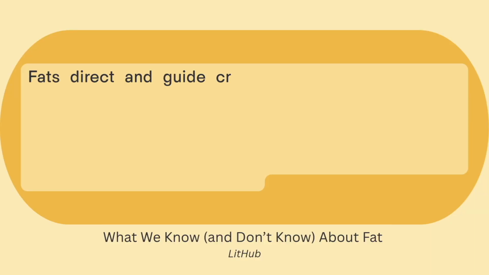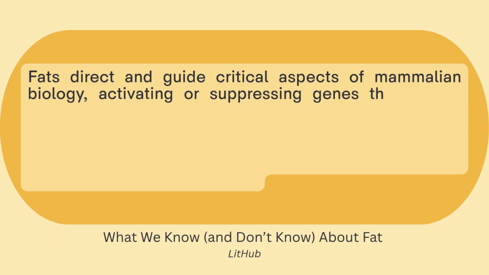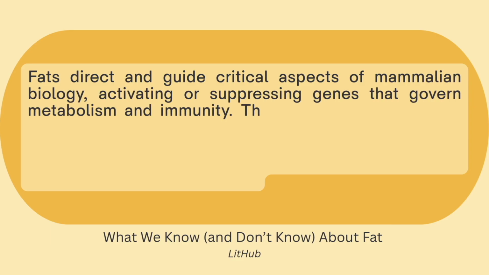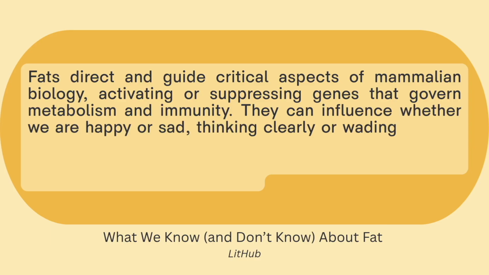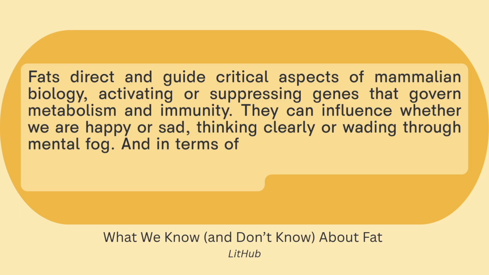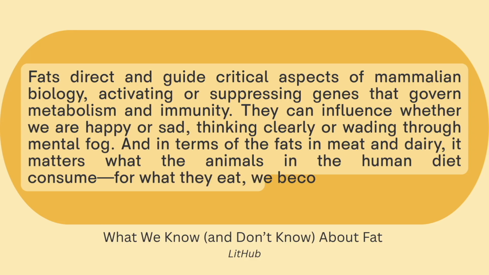In the LitHub article, What We Know and Don't Know About Fat, fats direct and guide critical aspects of mammalian biology, activating or suppressing genes that govern metabolism and immunity. They can influence whether we are happy or sad, thinking clearly, or wading through mental fog. And in terms of the fats in meat and dairy, it matters what the animals in the human diet consume, for what they eat, we become.